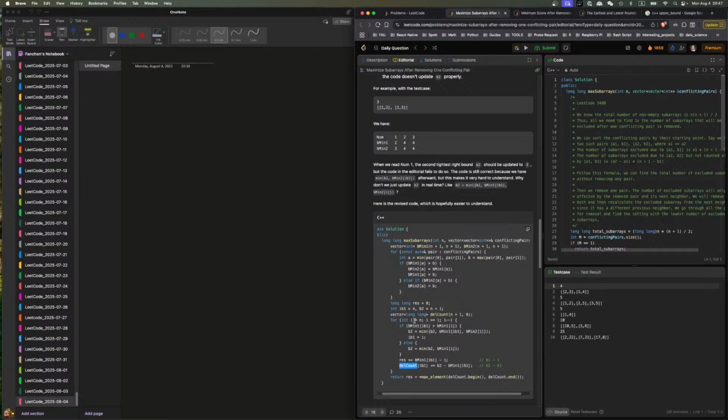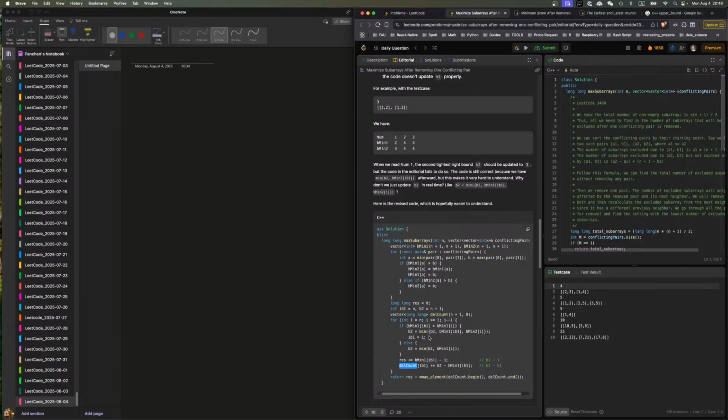Basically starting from this, we're trying to see how much we can get, right? How many subarrays can be included? And then we're also updating the minimum, right? This is the index of the minimum. And if this is larger, this one is actually smaller. Overall we have a smaller one than B2.